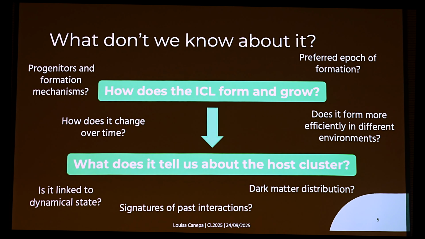So what don't we know about the ICL? Well, a lot of different things about the specifics of it. But mainly they can kind of be grouped into two big questions. The first one is, how does the ICL form and grow within these clusters? And of course, linked to that question is, what can the ICL tell us about those clusters that we find it in?